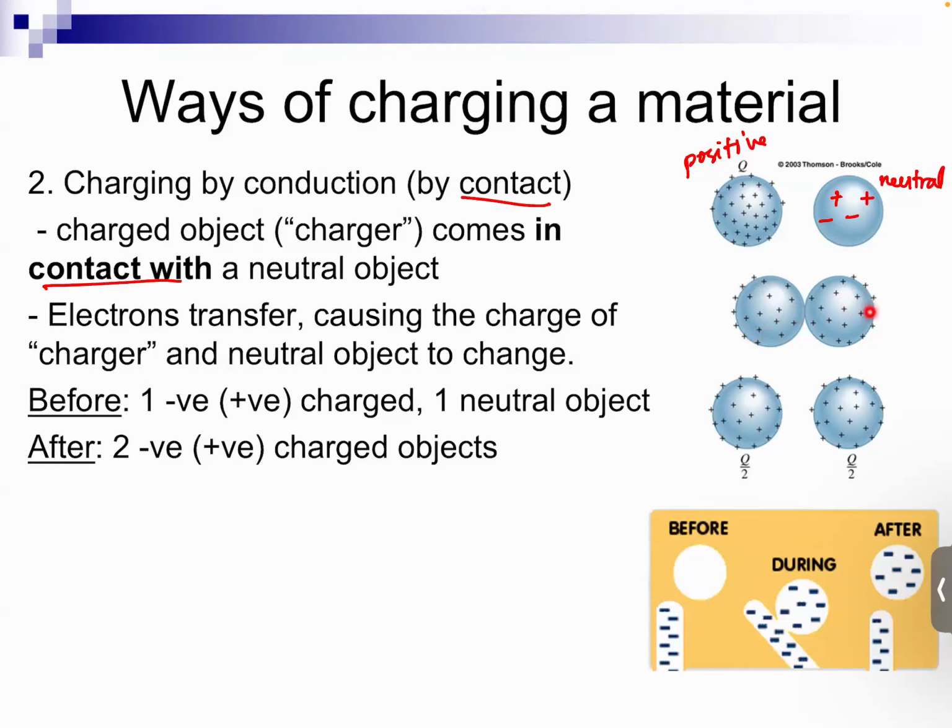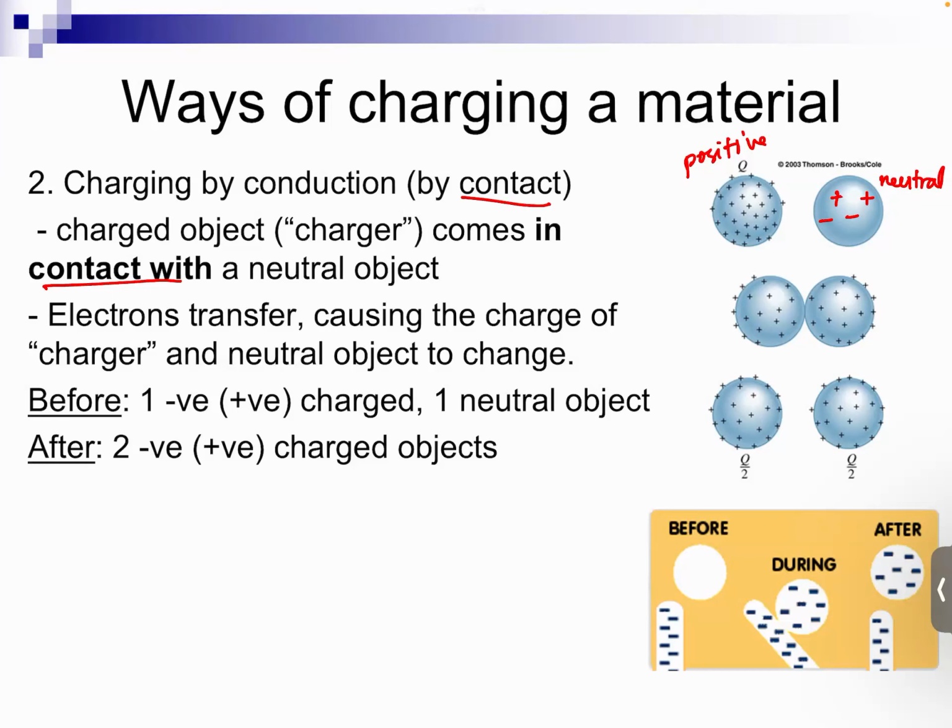So this figure can be misleading in the fact that you might think that the protons from the positive charge move to the neutral charge, because then you can see they're both positively charged. But remember, electrons are the ones that can move. Protons, they're constrained within the nucleus.